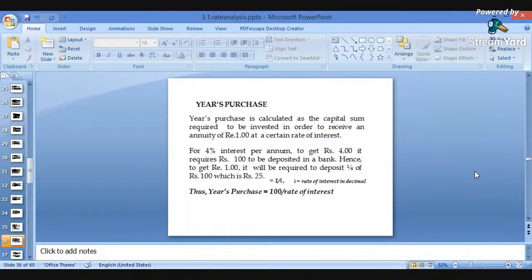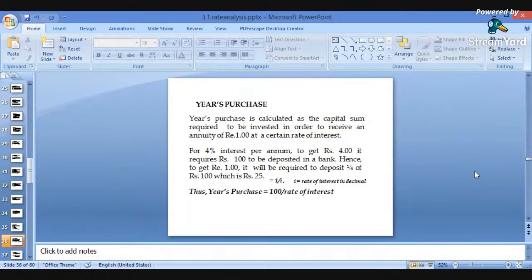Years purchase is calculated as the capital sum required to be invested in order to receive an annuity of rupees 1 at a certain rate of interest. So we are receiving only 1 rupee at a certain rate of interest from the capital sum. So it is nothing but the year's purchase.